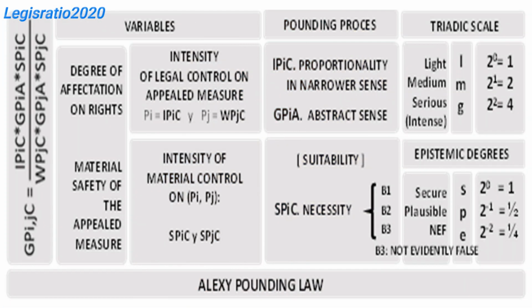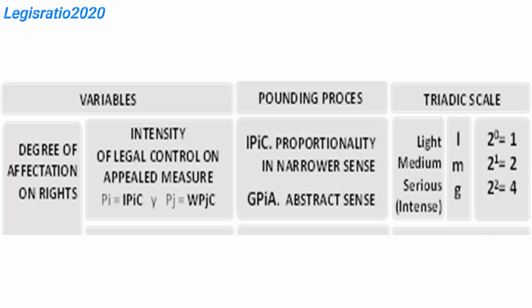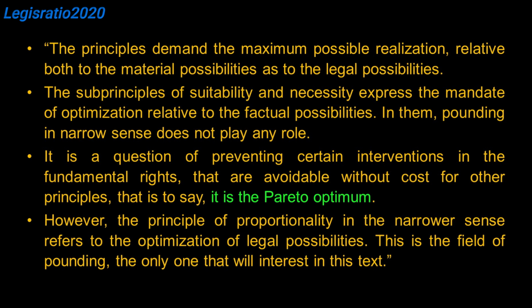To this effect, Alexy points out that the principle demands maximum possible realization relative both to the material possibilities and to the legal possibilities. The sub-principles of suitability and necessity express the method of optimization relative to the factual possibilities. In turn, weighing in the narrow sense does not play any role. It is a question of preventing certain interventions in fundamental rights that are avoidable without cost to other principles. That is to say, it is the Pareto optimum. However, the principle of proportionality in the narrow sense refers to the optimization of legal possibilities. This is the field of weighing, the only one that will interest us in this text.